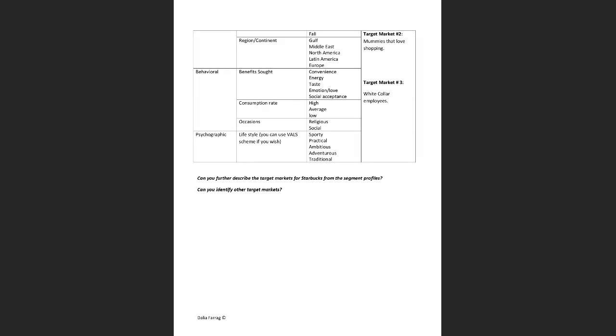And then we come back home to the behavioral. In the behavioral, the variables that we selected are benefits sought, consumption rate of coffee, and also occasions. Benefits sought, what are the different profiles that we can target?